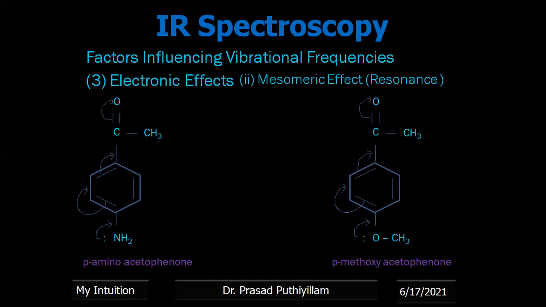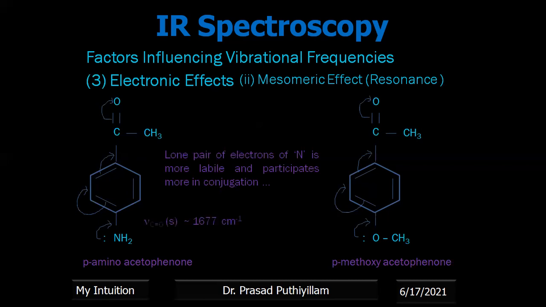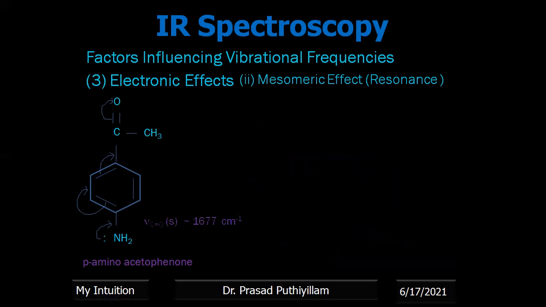Similarly, in para-methoxy acetophenone also, the same type of electron movement is there. But again, we know that compared to oxygen, nitrogen has lower electronegativity, so the lone pair of electrons in nitrogen are more labile and participate more in conjugation. Therefore, the stretching frequency is 1677 for para-amino acetophenone, and it is 1684 for para-methoxy acetophenone. So it is clear that para-methoxy acetophenone requires higher frequency or higher energy compared to para-amino acetophenone.